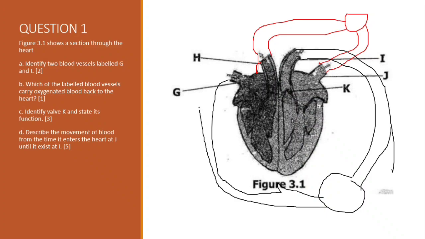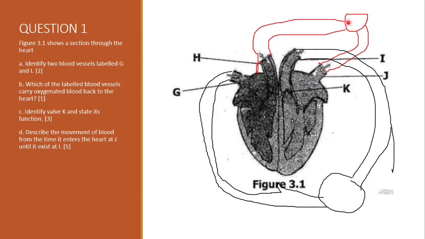So what I'm drawing, these lines are blood vessels. I just want you to get an idea. These are not perfect drawings, but I just want you to get an idea. So this here is the body. These are lungs. All right, so what are we trying to do? Trying to describe the movement of blood from the time it enters the heart at J until the time it comes out at I.